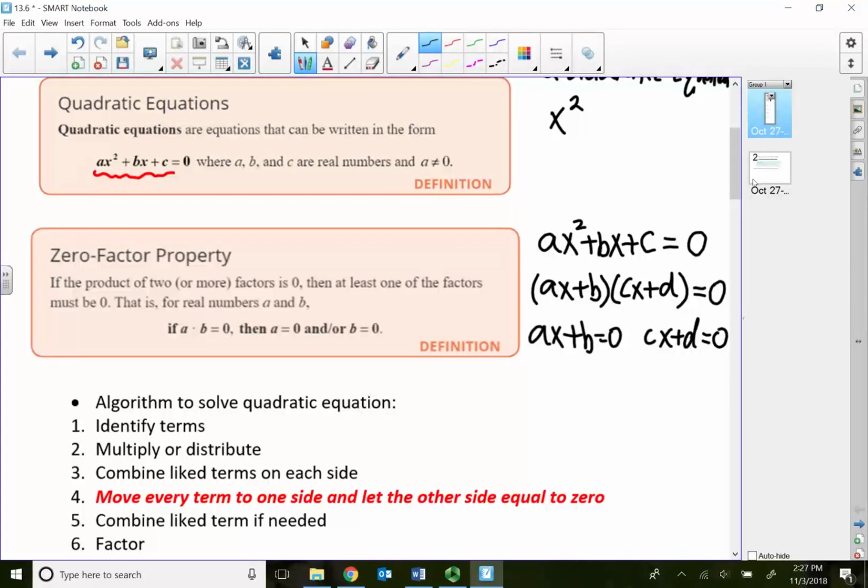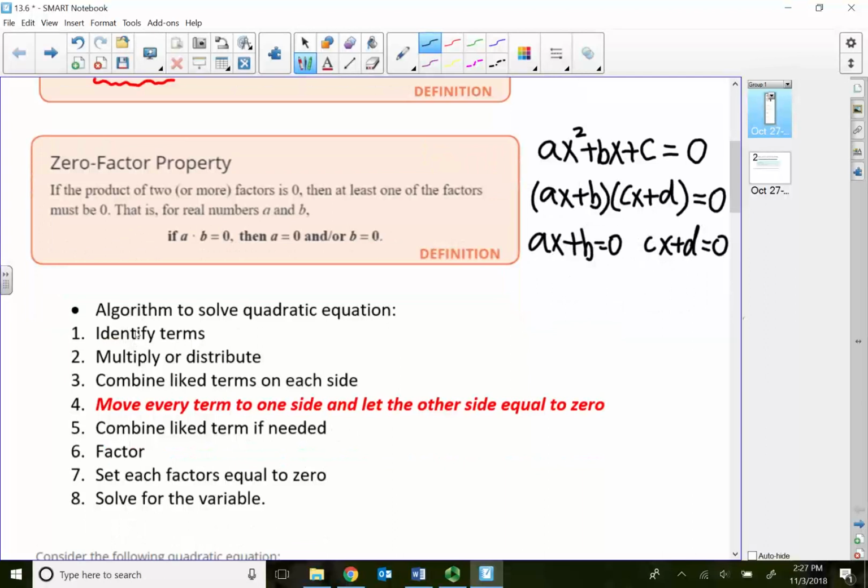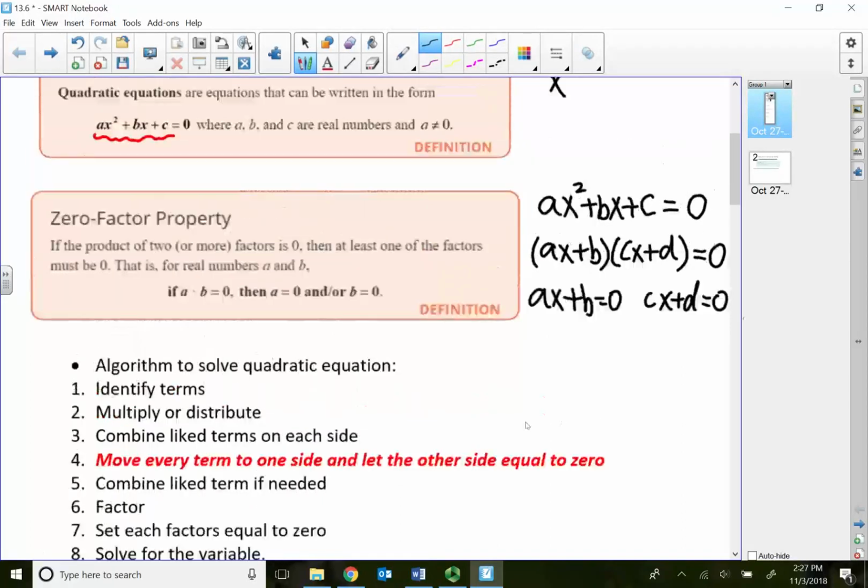Now let's take a look at the algorithm, the steps on how to solve a quadratic equation. It's the same first 3 steps as solving a linear equation. Identify terms, multiply over through distribution if I see parentheses, and combine like terms on each side if I can. Then we're going to move every term to one side, and we will let the other side equal 0.